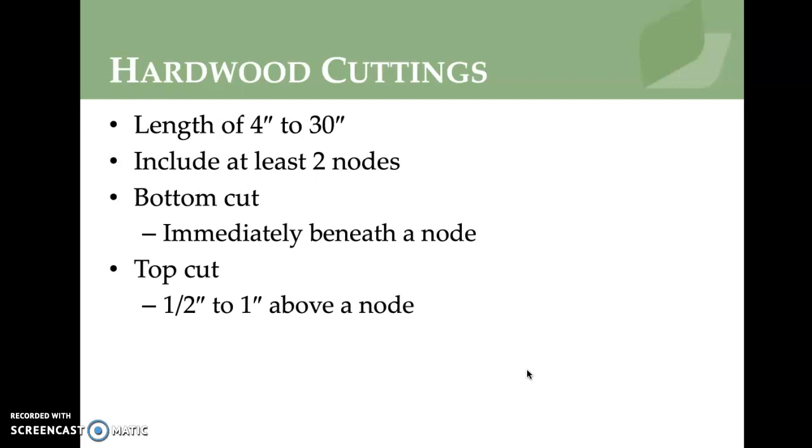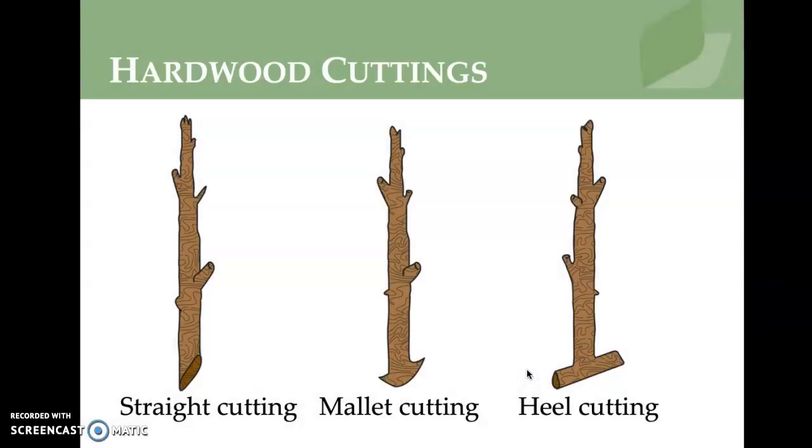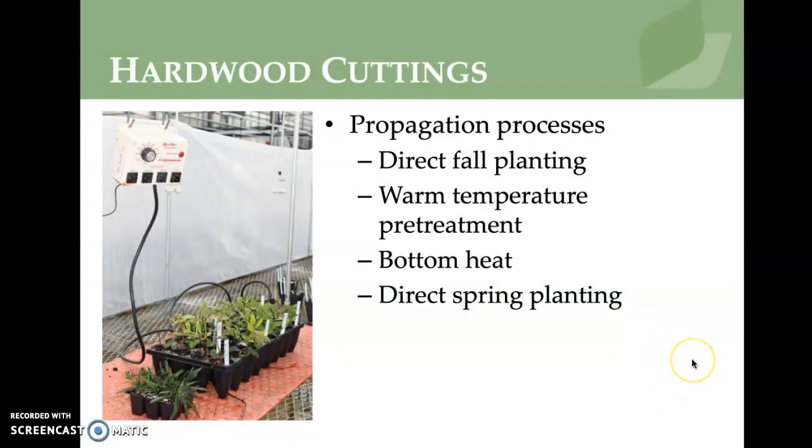So this next one is showing you a hardwood cutting. There's a straight cut, pretty self-explanatory. The mallet cut includes a short section of the stem or older wood, used on harder to propagate material. This is a heel cutting in this last image. A cutting that includes a small section of older wood at the base of the cutting, used on plants that are very difficult to root. So this is just showing you an example.